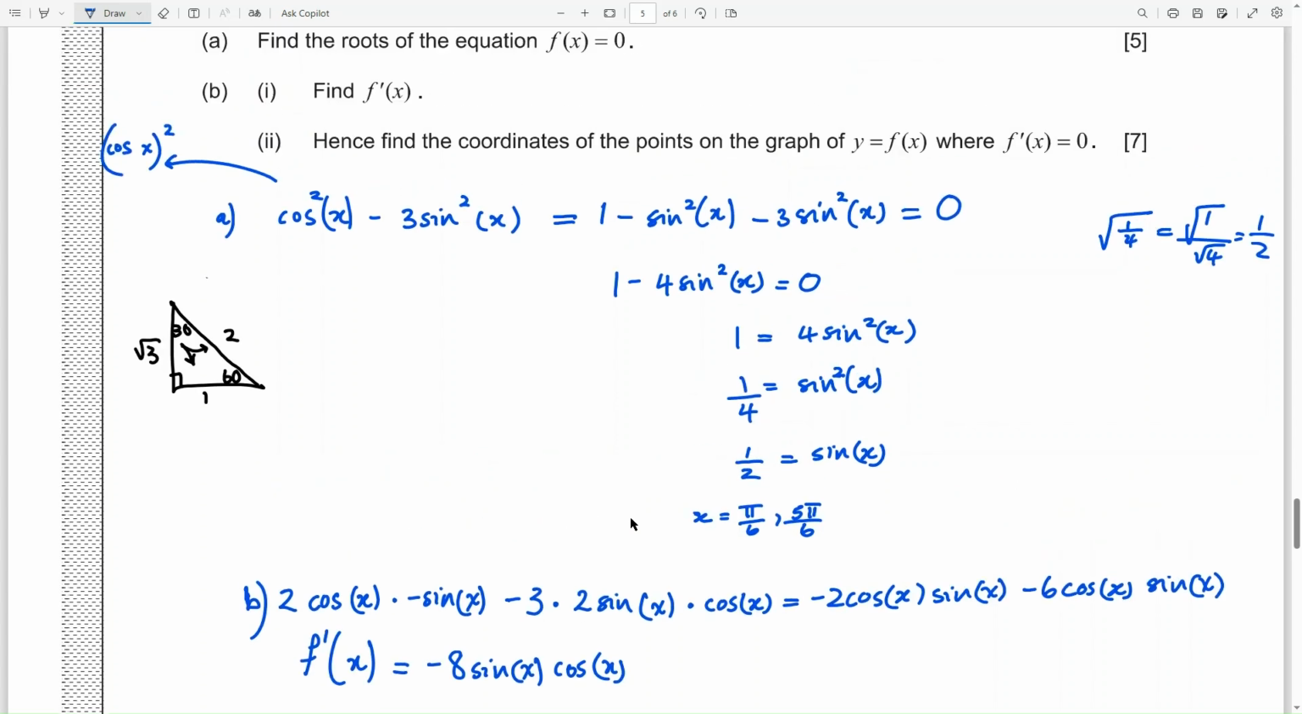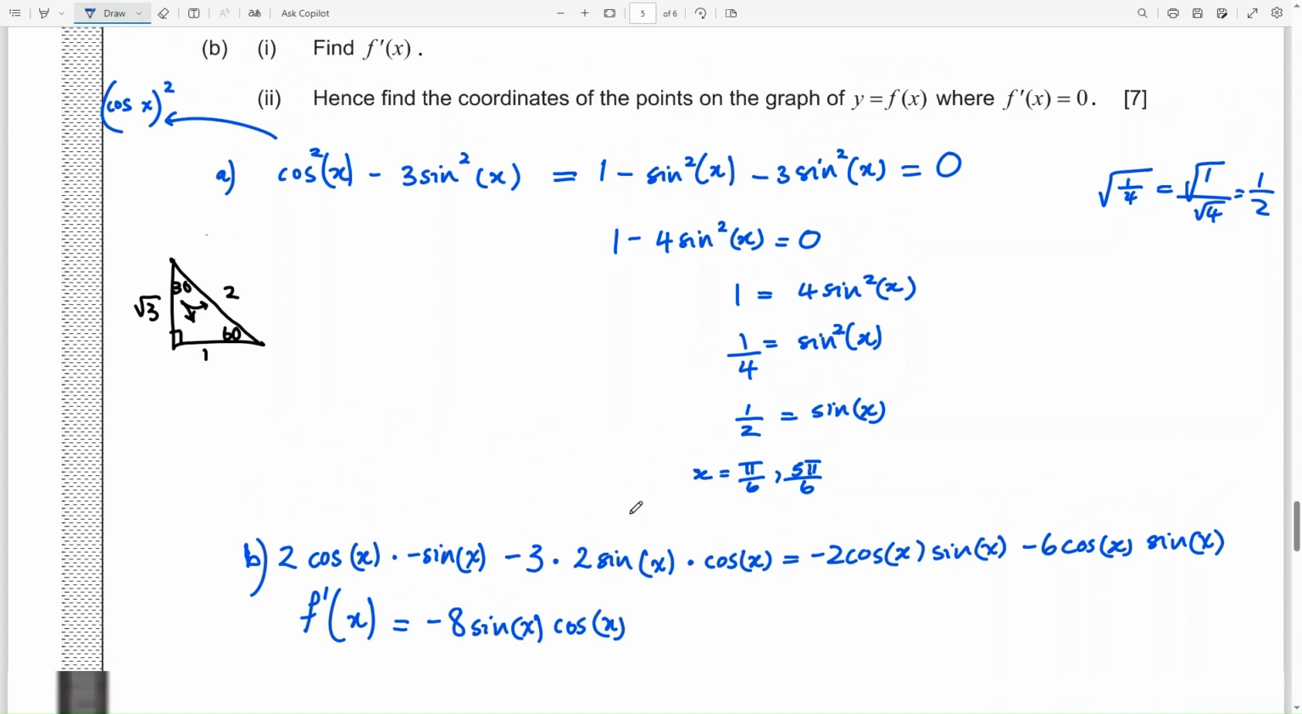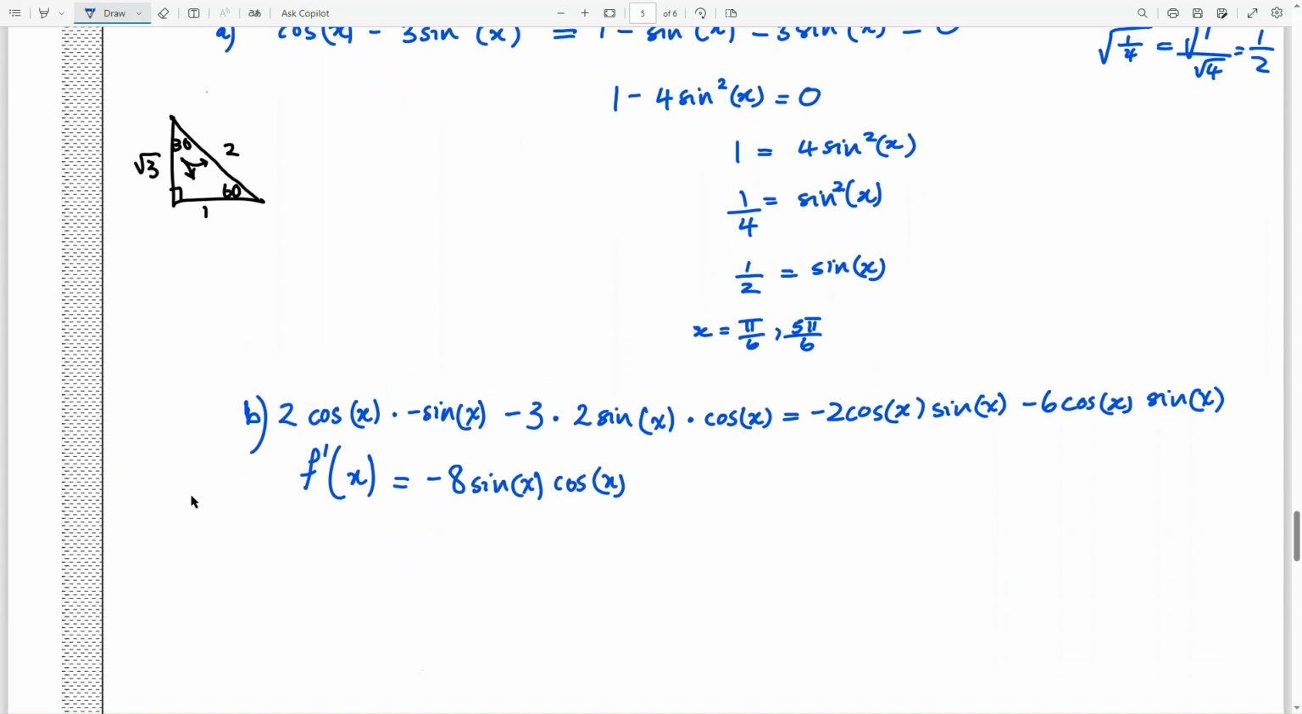Then the next part says find the coordinates of the points on the graph of y where the derivative is equal to 0. Let's look at it this way. We need to solve this equal to 0. That's the second part of the question. We need f prime x, which is actually negative 8 times sine x cos x to equal 0.